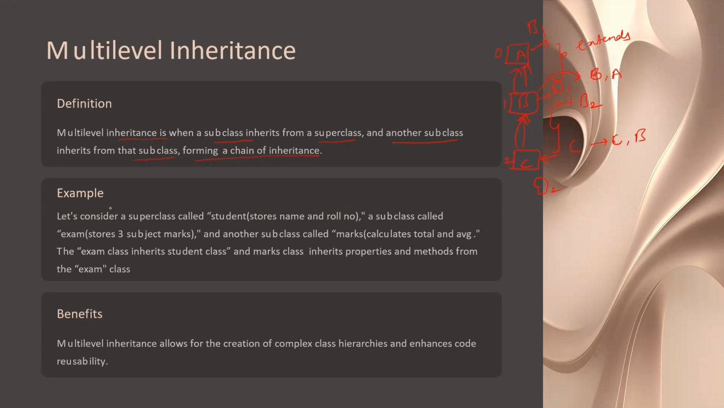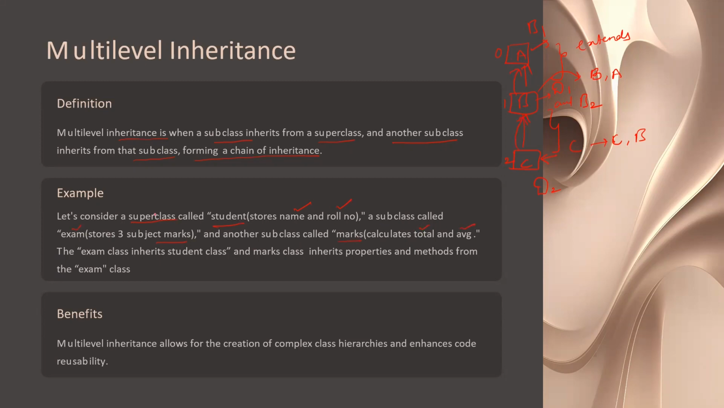Okay, let's focus on this program perfectly so that you'll understand the remaining concepts. I'm going to create a superclass, or base class, or parent class called student. That student class holds only two variables, name as well as roll number. And I'm going to take one more subclass called exam, which is going to store three subject marks. And I'm going to take one more subclass called marks, which is going to calculate the total and average.